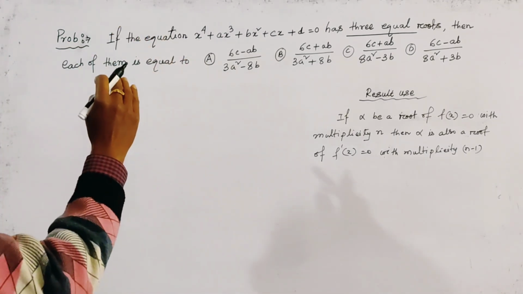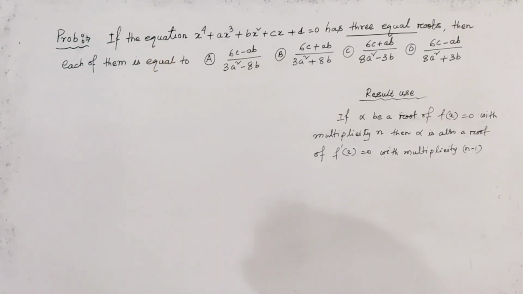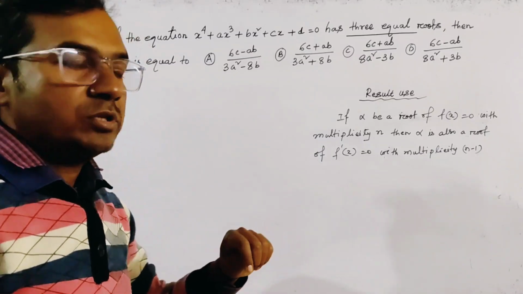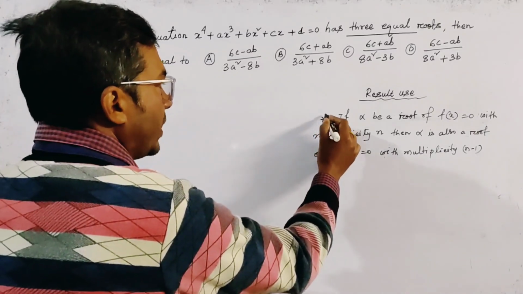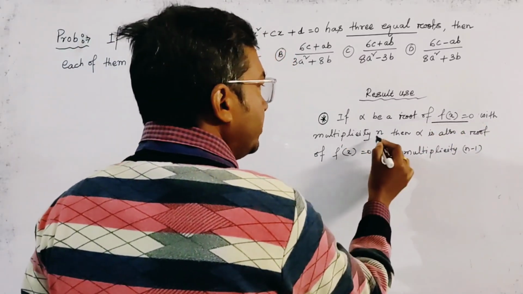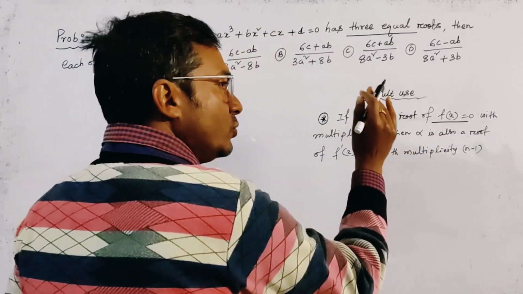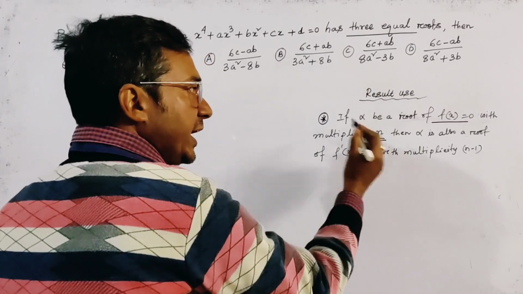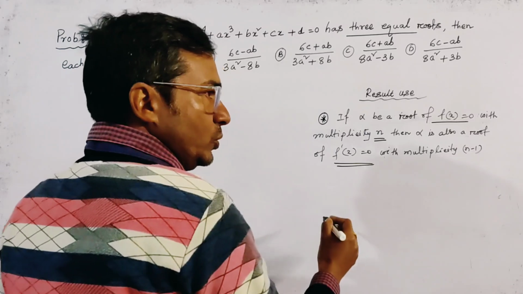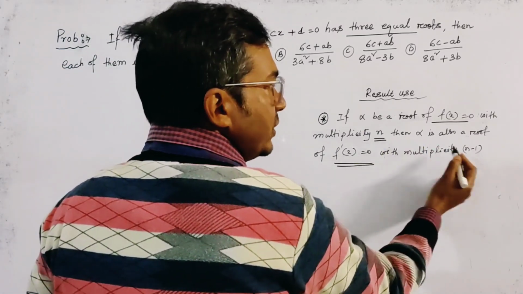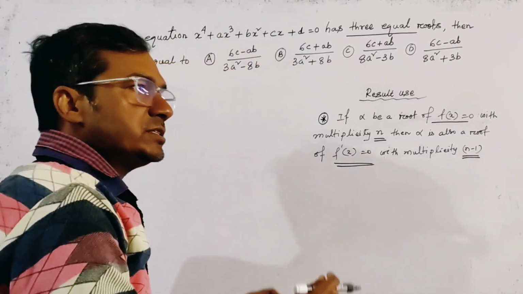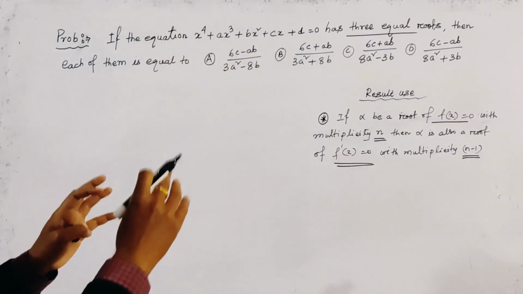Here we solve this problem easily by using a simple property of polynomials. This property says that if alpha is a root of f(x) equal to 0 with multiplicity n, then alpha is also a root of f dash x equal to 0 with multiplicity one less than n, that is n minus 1. This is a very simple and interesting property of polynomials.